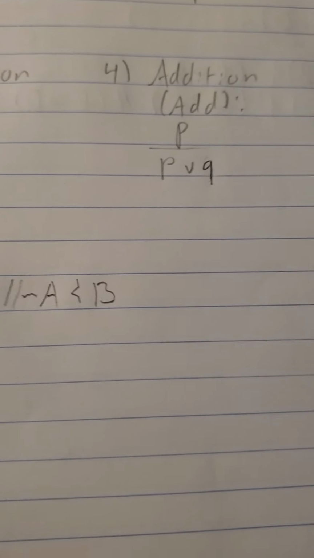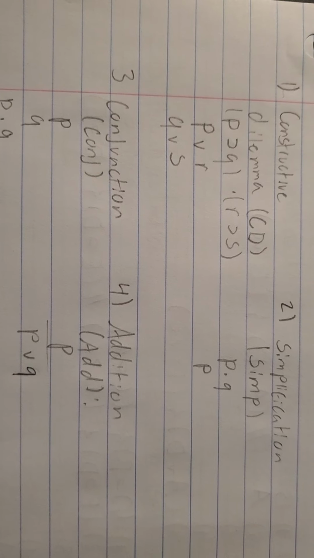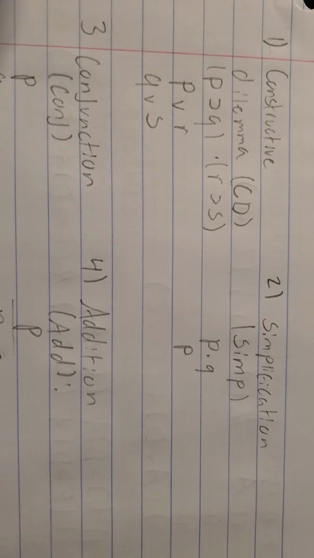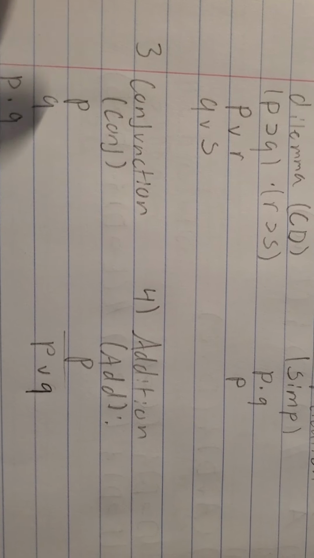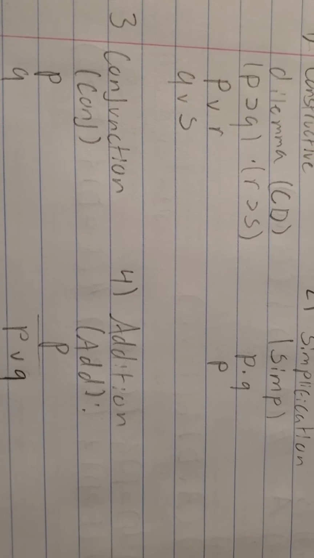Okay, so for this one, we're going to do questions from 20 to 40. Now, 20 to 40 and sort of beyond have four more rules added, or 20 to 40 has only these four rules. So we have constructed dilemma, or CD for short, simplification, or simp for shorter, conjugation, or conj, and then addition, add. Similar to the other ones, they have sort of symbols that you can use to figure out.